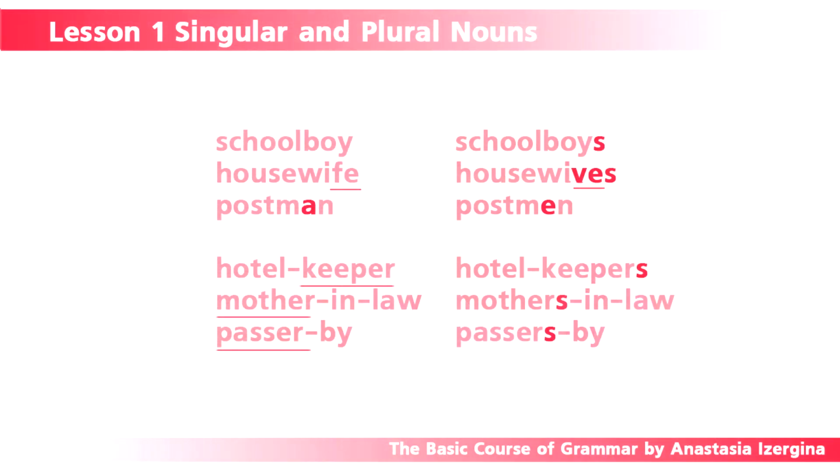As for those complex nouns which have dash between the roots, the main root should be made plural. Hotel keeper. The main word here is keeper, so we make this word plural, and the plural form of the whole word will be hotel keepers. Mother-in-law, mothers-in-law, so the word mother should be put in plural form. Passerby, passers-by.